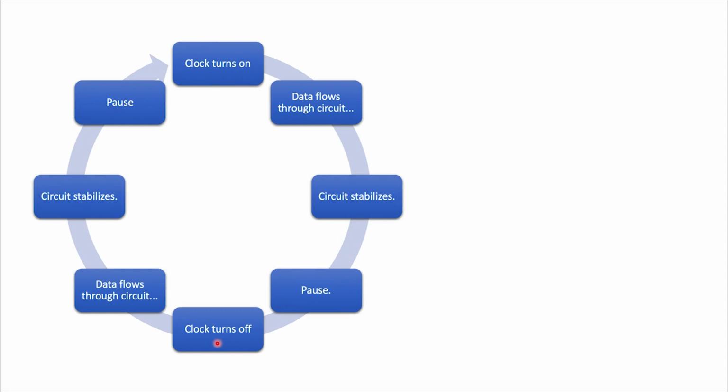Once the clock turns off, you're allowed to give new inputs into your system, and data flows through the circuit with these new inputs. The circuit stabilizes again. Then you pause to wait and give yourself enough time for the circuit to actually finish stabilizing. Then you turn the clock back on.